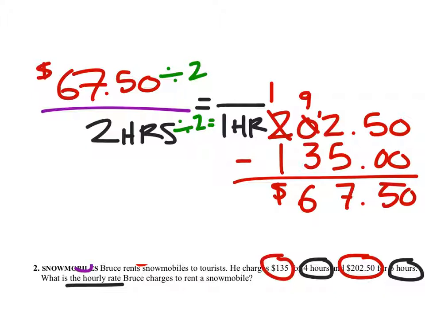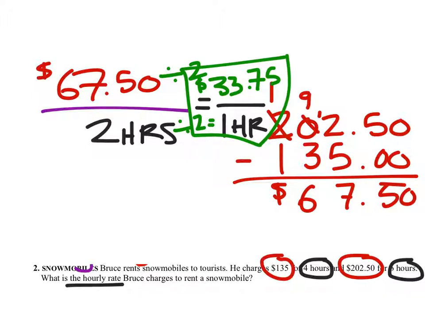And what do we get up in here? Something like a 75 cents, right? 33.75. Oh, wait a second. Per hour. There we go. $33.75 per hour.